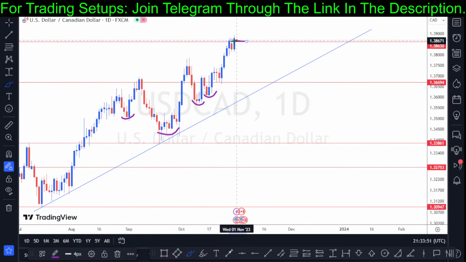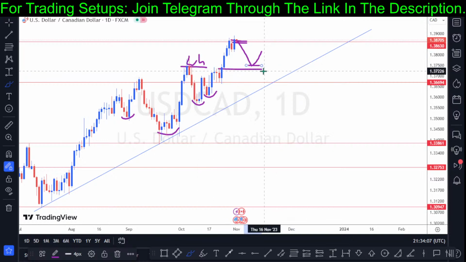If you are looking for entry right here now, then you are trying to long high, which has a lot of risk. So look out for a pullback. It could be a pullback to the previous higher low or higher high swing right here. Look out for a pullback, then look for strong technical signals at this level.